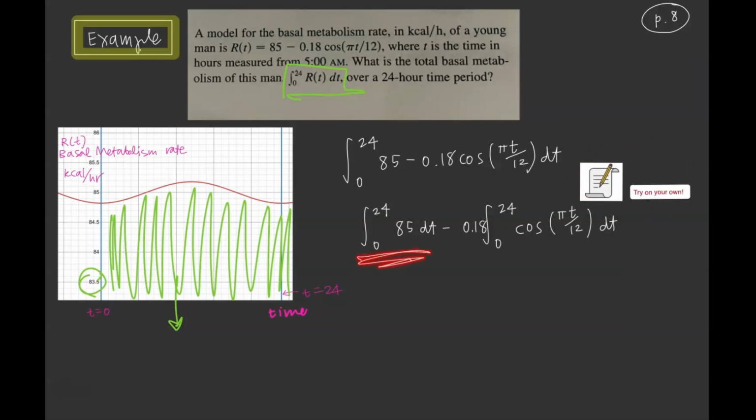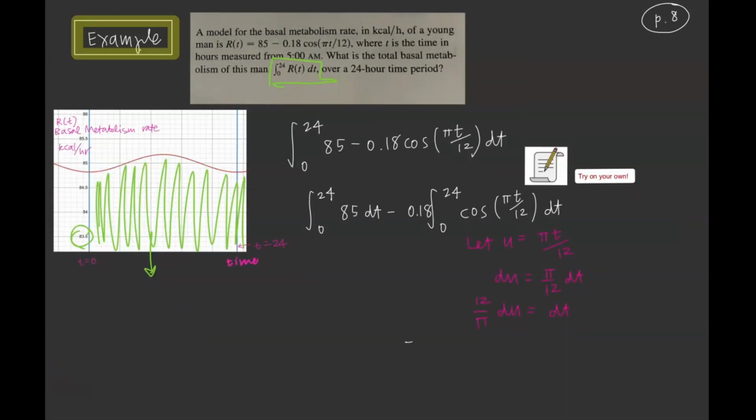This one is just a straightforward integral. This one you'll benefit from using the substitution method. Okay, to evaluate this, I'm first going to tackle this guy right here just because I'm really anxious to use the substitution method. So I want to let u equal that inner function, pi t divided by 12, then du equals pi over 12 dt. So that means that dt is going to equal 12 over pi du.